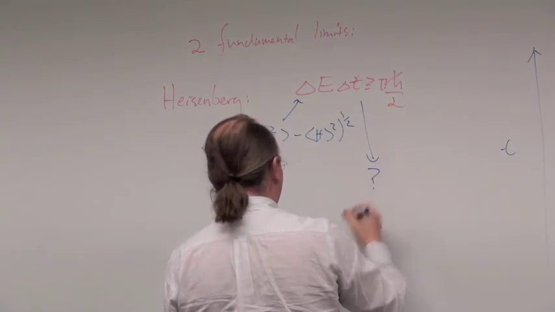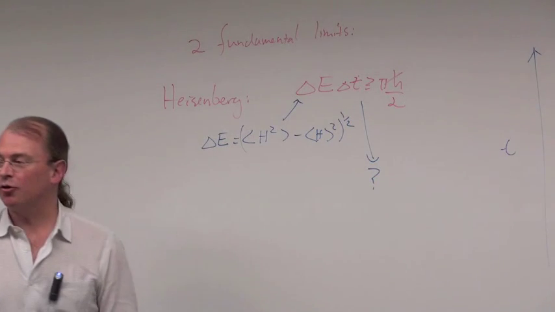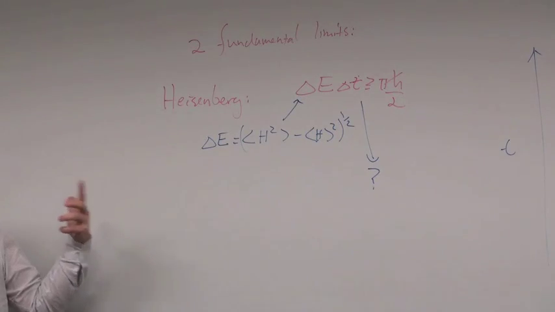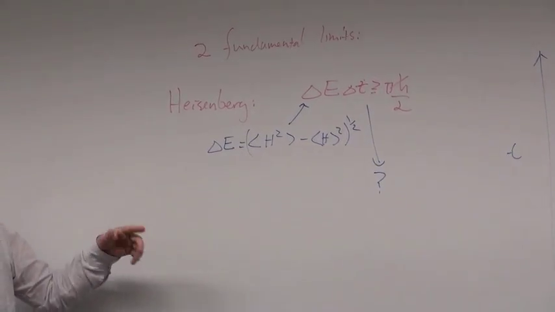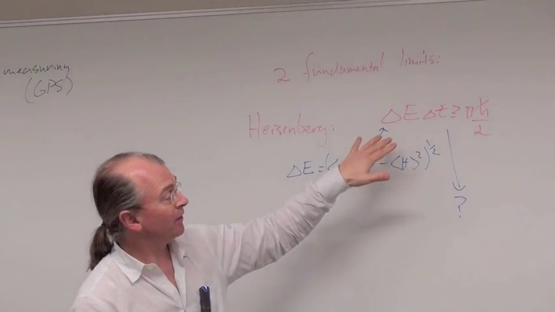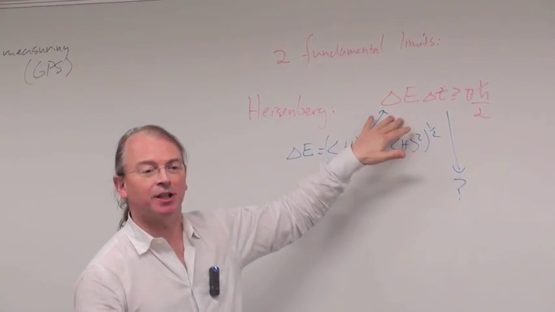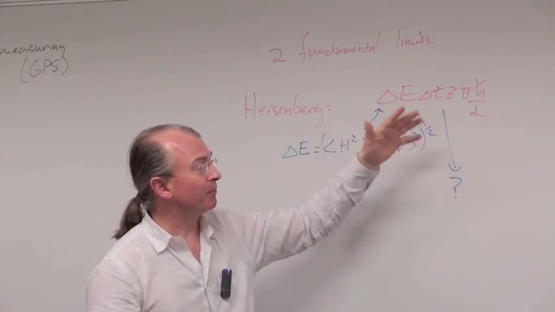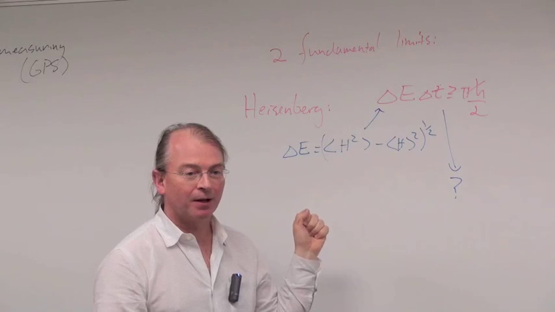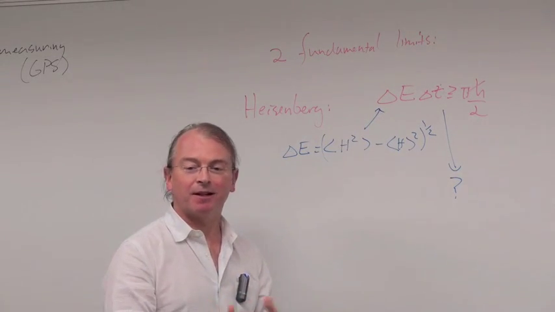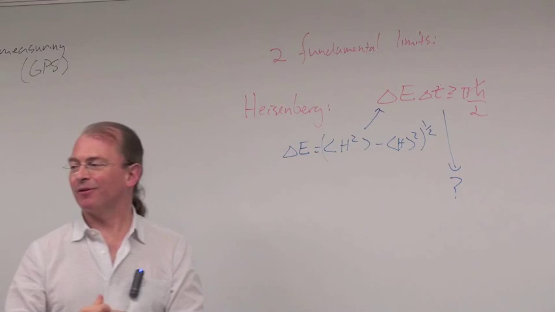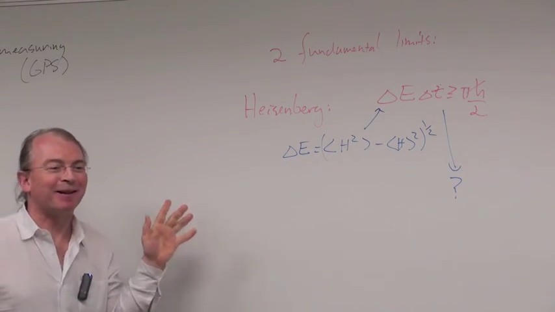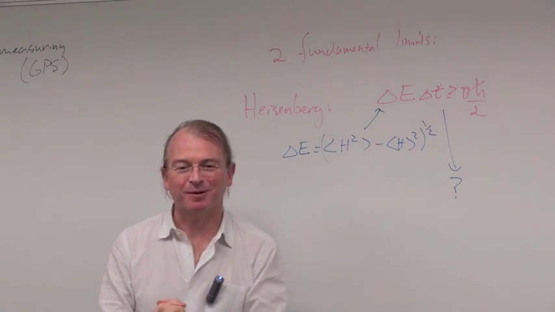What is delta T? There is an old and incorrect interpretation of this Heisenberg uncertainty limit, which says, in order to measure the energy of a system to accuracy delta E, you have to take a time delta T that's greater than or equal to pi h bar over 2 delta E. So to measure it to a greater accuracy, you need to take a longer time. I think Heisenberg himself may even have said this. And the problem with this, and it sounds good, right? Like many things about Heisenberg uncertainty principles, right?